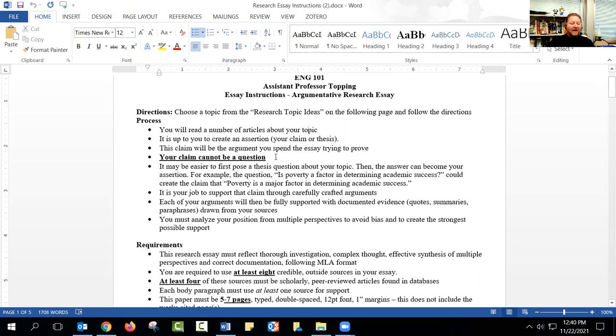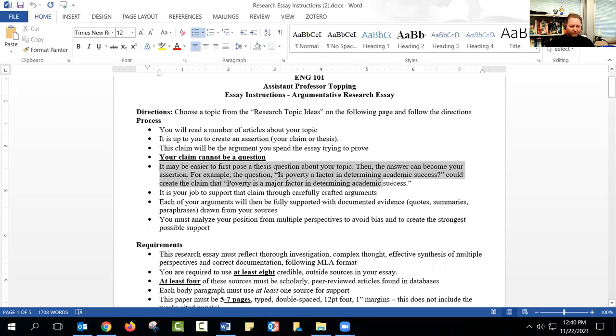Your claim cannot be a question, right? So if we're talking about freedom of speech, your thesis statement can't be, do you think we have enough freedom of speech in the United States? Because that's a question, right? And a simple answer isn't what you want, right? You want to make sure it's a claim, it's a statement.